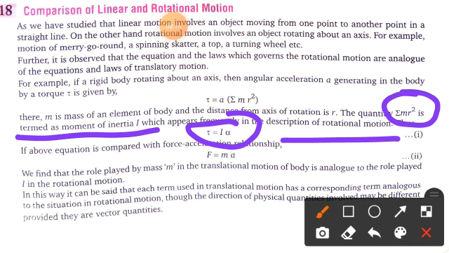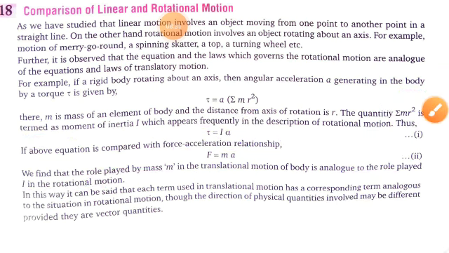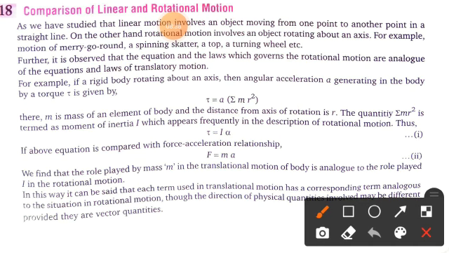So the above equation is compared with the force-acceleration relationship, which is Newton's second law, F equals ma. We find that the role played by mass small m in the translational motion of a body is analogous to the role played by I in rotational motion. Fine? In this way it can be said that each term used in translational motion has a corresponding analogous term in rotational motion. Clear? Though the direction of the physical quantities involved may differ, provided they are vector quantities.